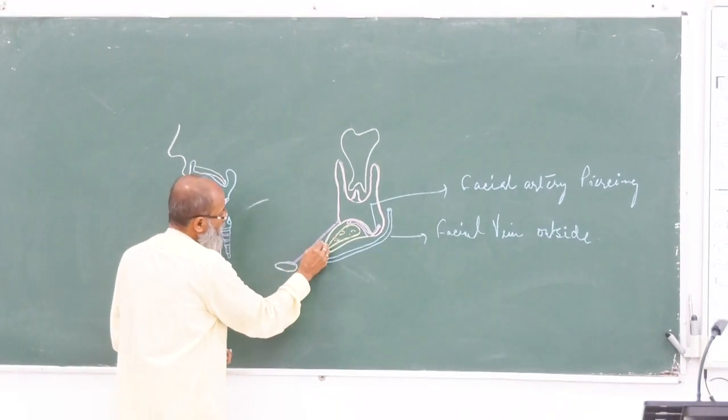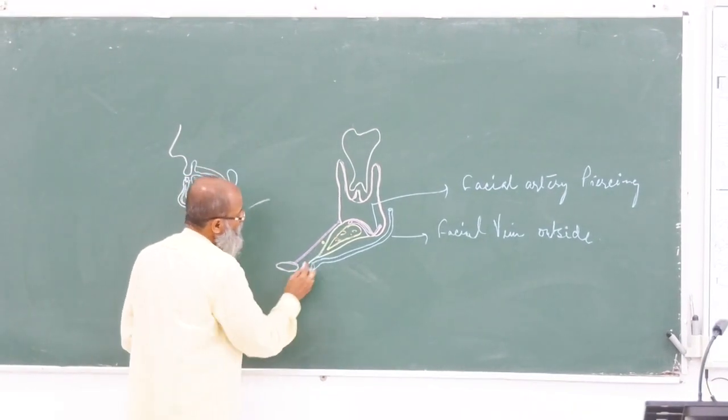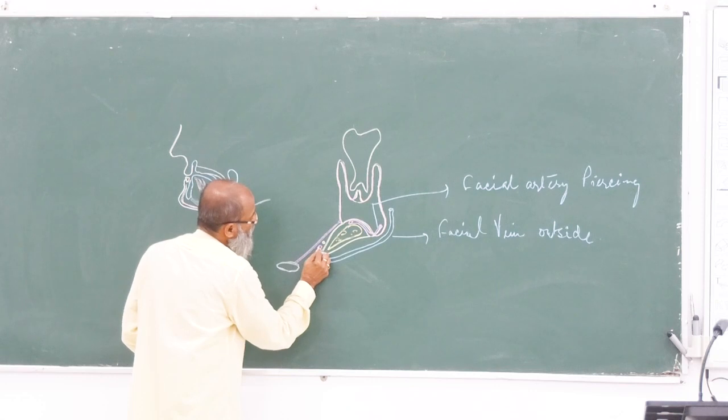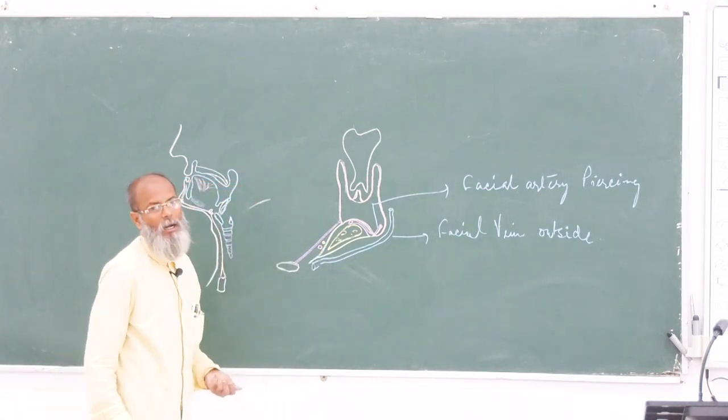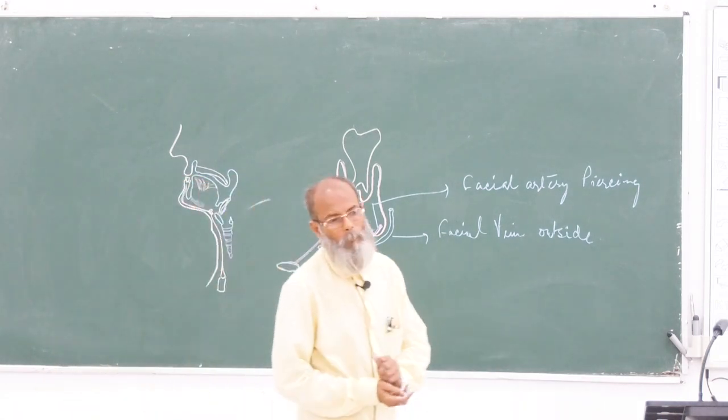There is the mylohyoid nerve and mylohyoid vessels. Mylohyoid vessels and nerve কোথায় আছে? এইখানে আছে.